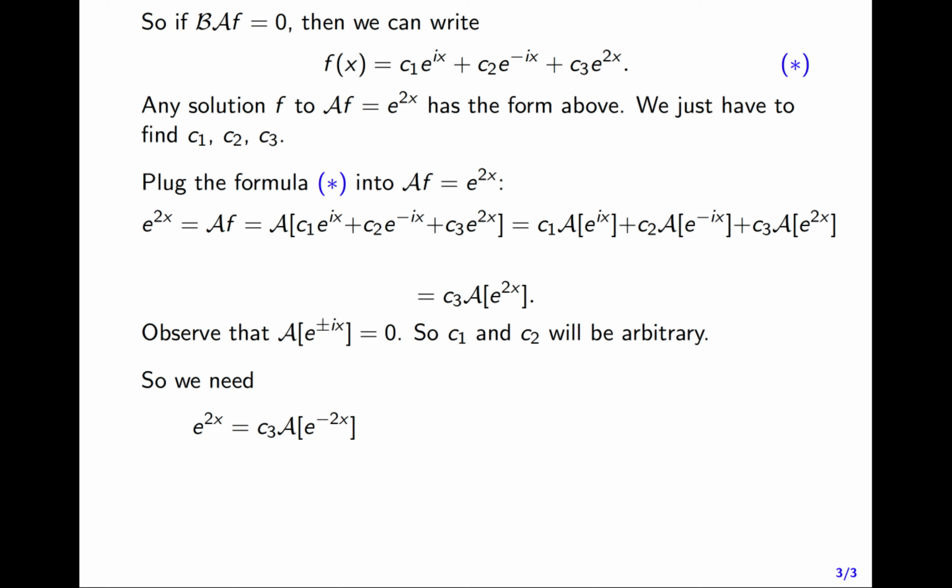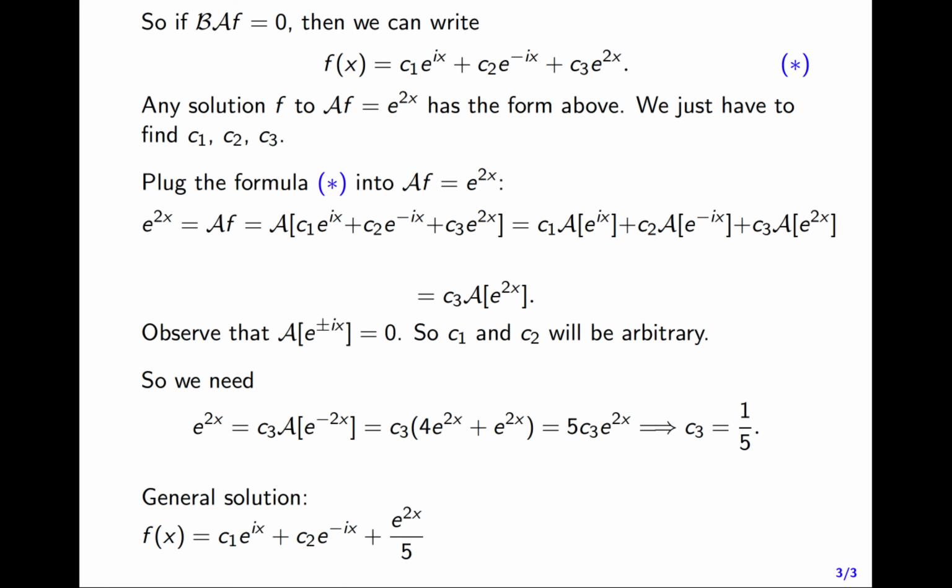So we need e to the 2x equals c3 on a e to the 2x. And then we just calculate what a on e to the 2x is. We do the derivatives. This becomes c3 times 4 e to the 2x plus e to the 2x. That is 5c3 e to the 2x. So I want e to the 2x to be equal to 5c3 e to the 2x. That means I need c3 equal to 1/5. So my general solution is then f of x equals c1 e to the ix plus c2 e to the minus ix plus e to the 2x over 5.